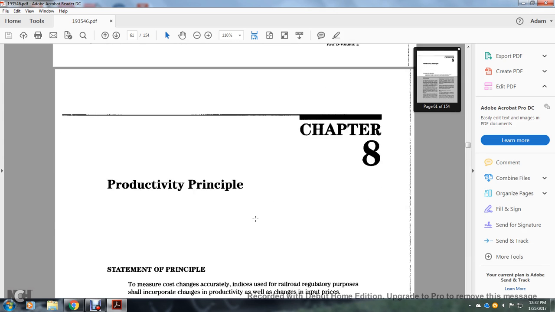Board. Chapter 8: Productivity Principle.